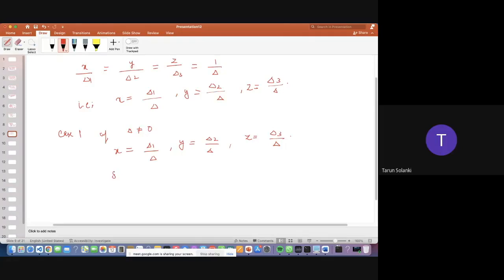So the system is consistent and has a unique solution.